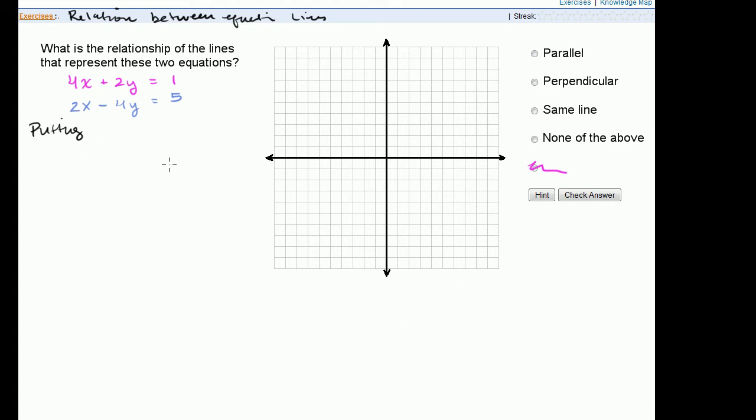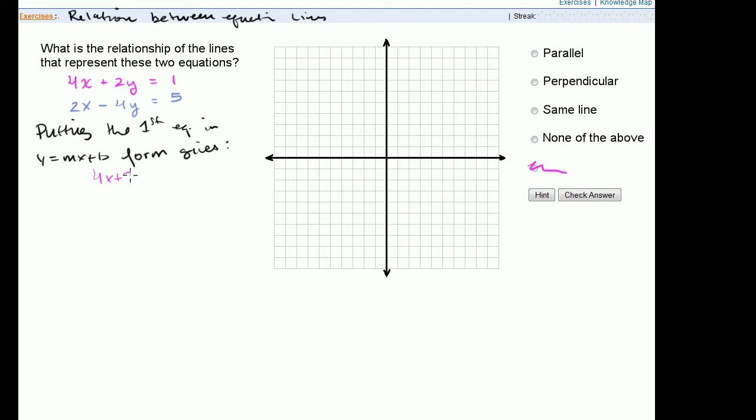Actually, maybe I should type it. No, actually I like it better just to write it out. So the first hint will be: putting the first equation in y is equal to mx plus b form gives. So you just solve it all out. This will all be one hint.